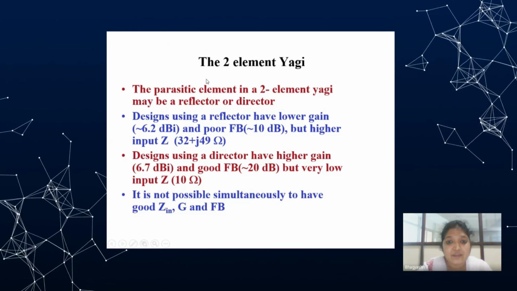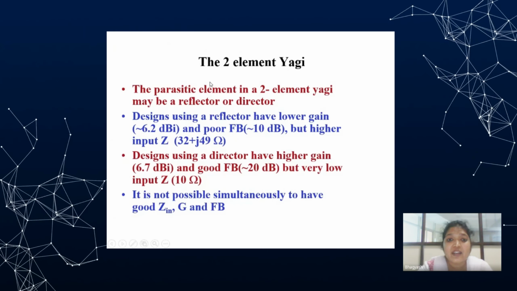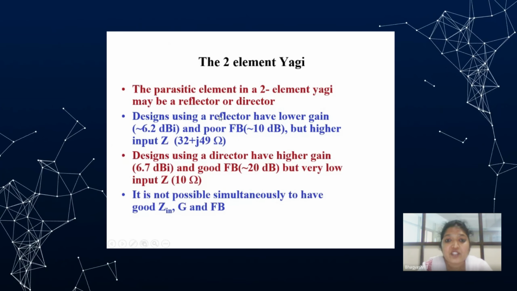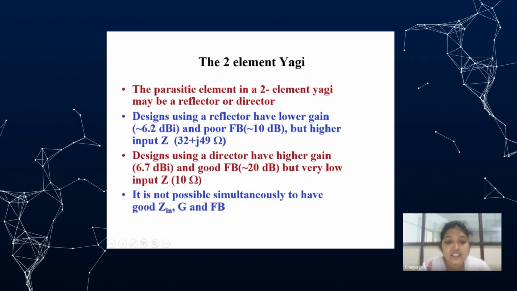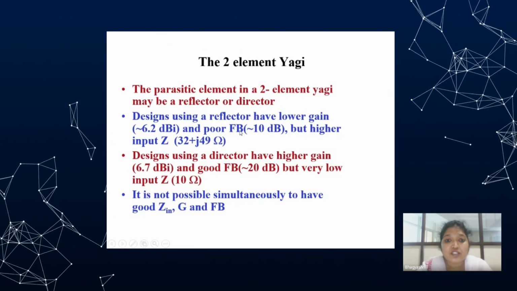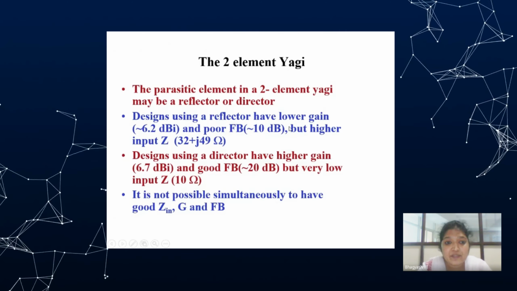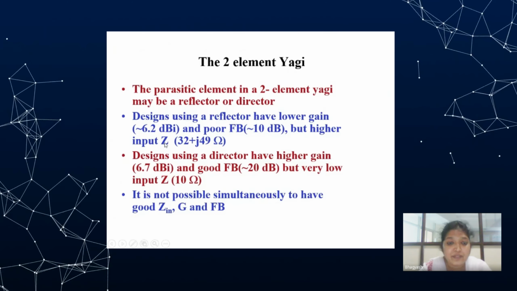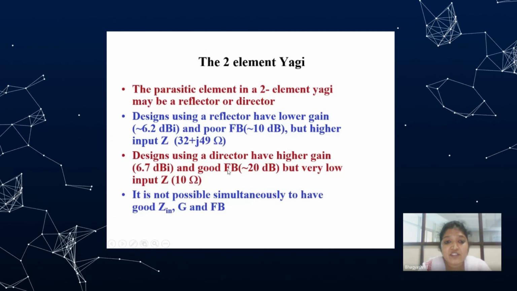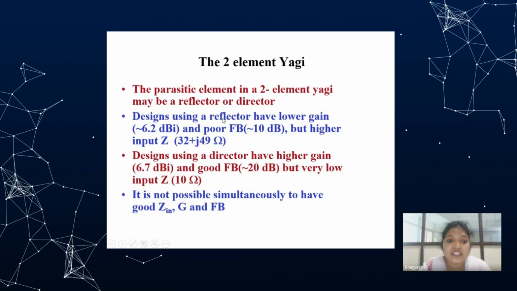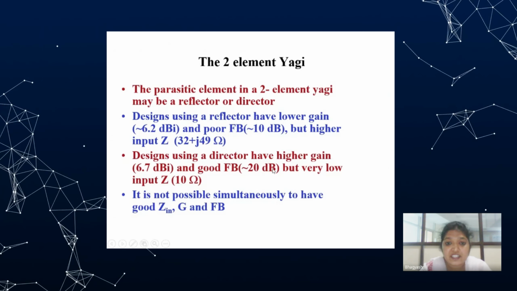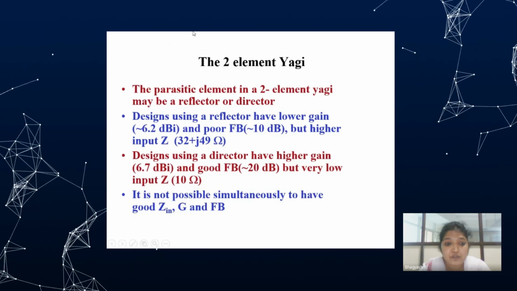So the parasitic elements, what is the meaning of parasitic? Parasitic means reflector and director. So these are called parasitic elements. The reflector design has a lower gain, normally 6.2 dBi, and a poor front to back ratio of approximately 10 dB, but higher input impedance. It is 32 plus j49 ohm. A design using a director has higher gain. It is 6.7 dBi and a good front to back ratio of approximately 20 dB, but very low input impedance, 10 ohm.